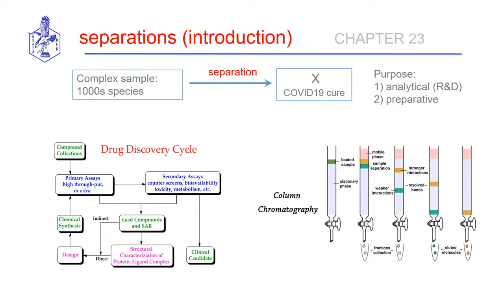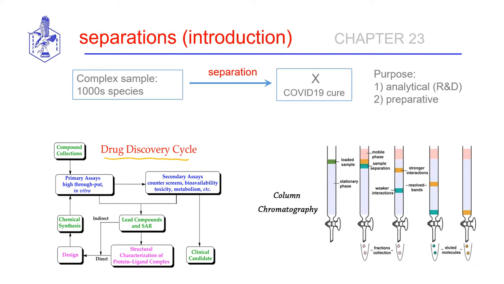Sample separations are critical to analytical chemistry. Most samples that are being analyzed are extremely complex. You can think of an environmental sample and all of the thousands of different chemical compounds and species contained within, and biomedical research. So analyzing blood or urine or saliva, and in a very timely set of circumstances, the biomedical community were hot after discovering a drug that hopefully will cure COVID-19.